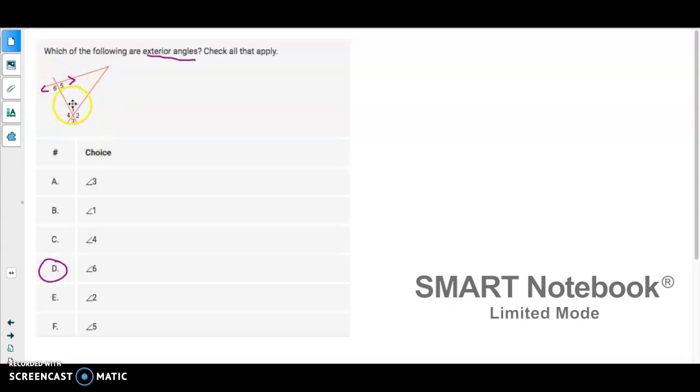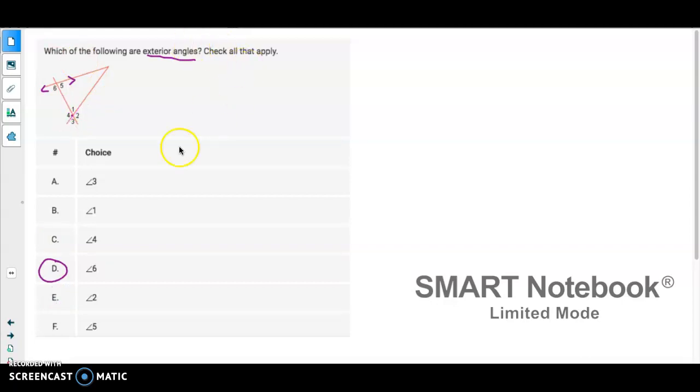Okay? For 1, we have a couple options. The first option we have is 4. 4 is going to be an exterior because it creates this straight line here. So 4 is also going to be considered an exterior angle. Another one that would be considered an exterior angle would be angle 2, because it creates that straight line here. And then a lot of people are wondering about 3.